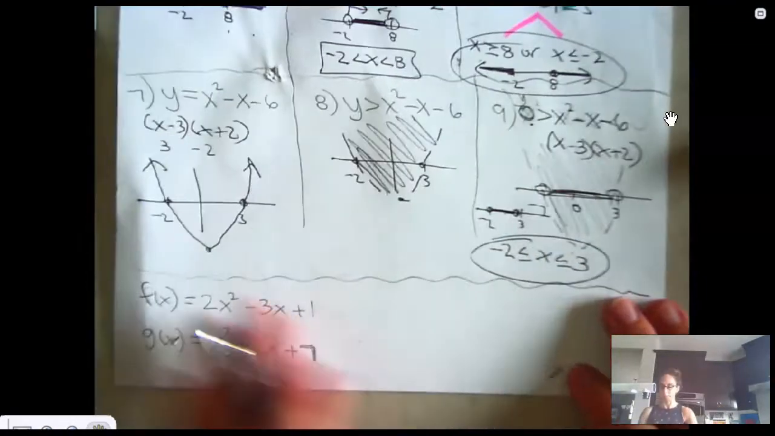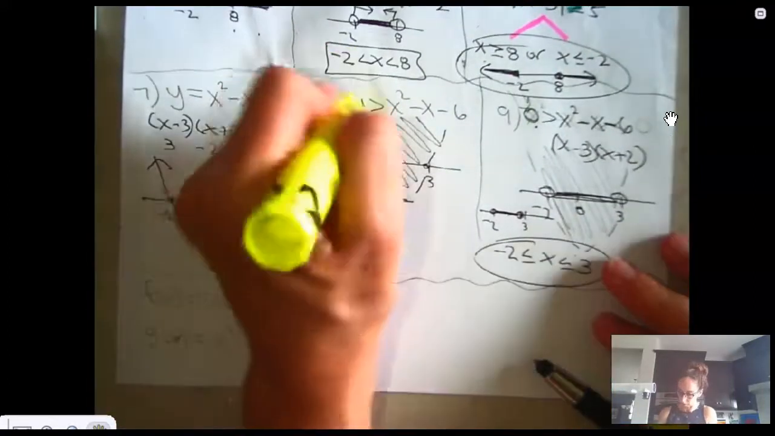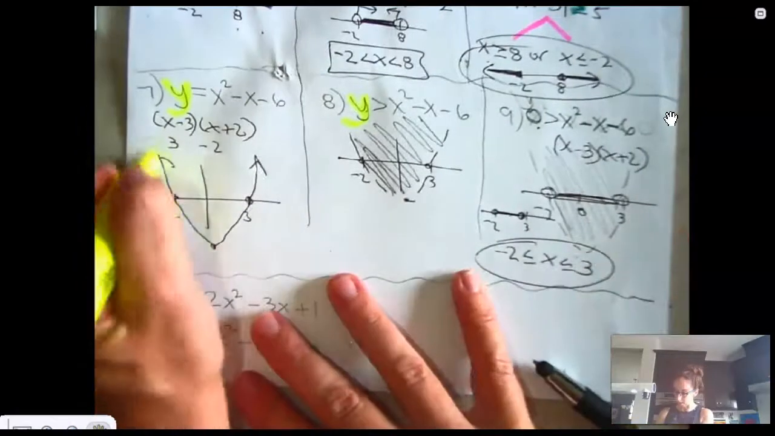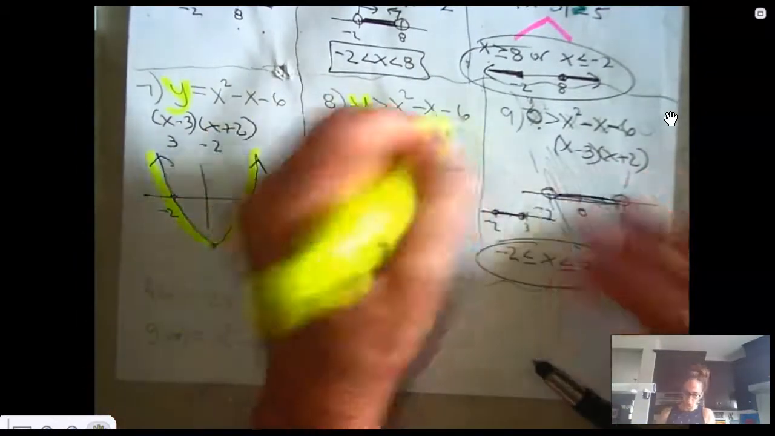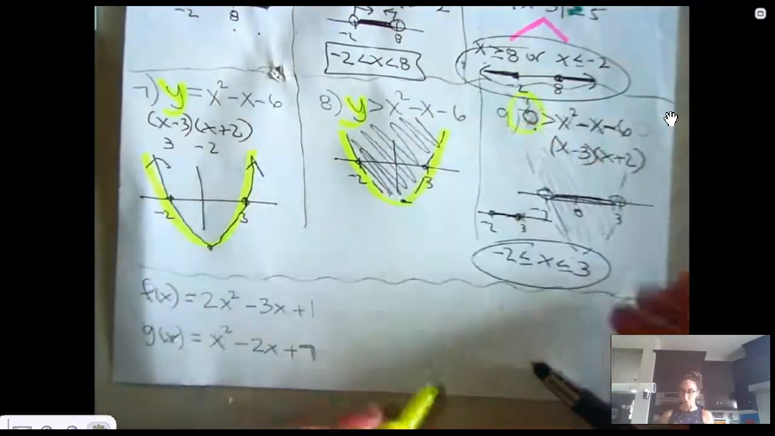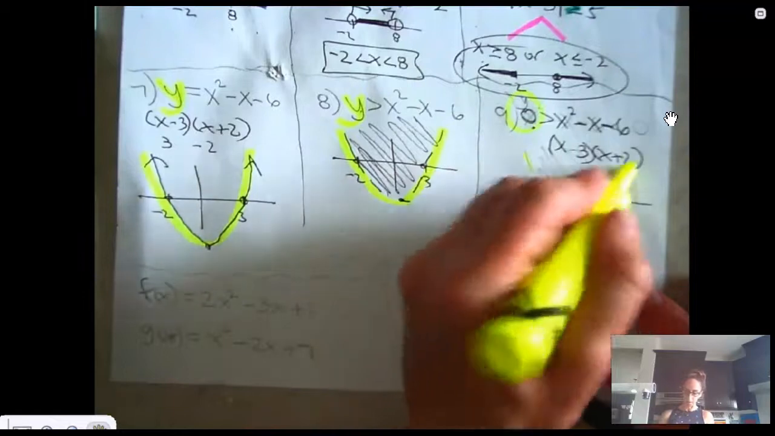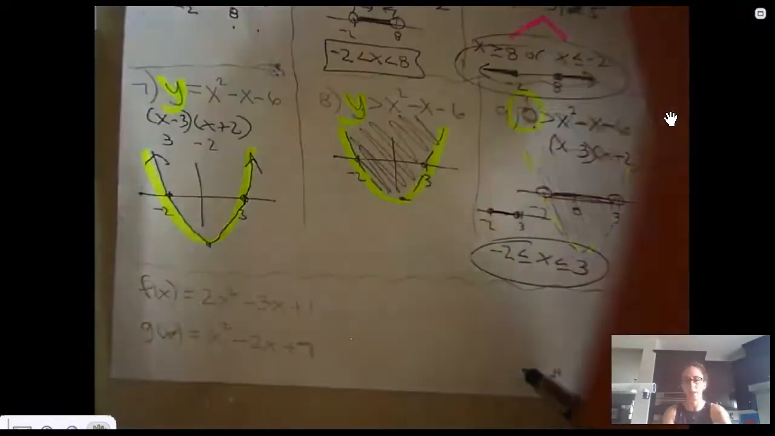Now, what is the difference between this one and this one? What does this have that those don't? A y. Since it has a y, it knows the shape. Since it doesn't have a y, I fake it, put a y there, and see where it would go. Okay, so let me show what that means.